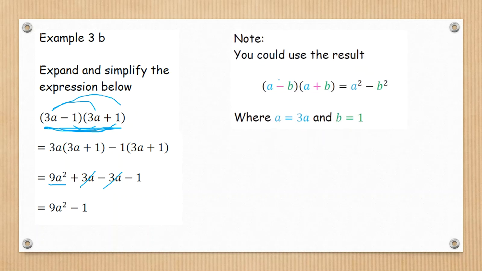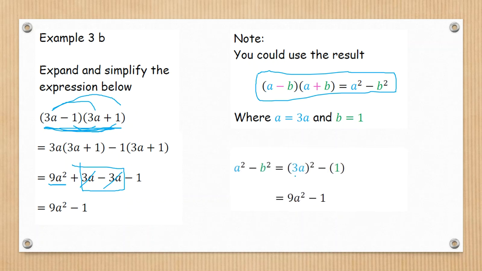So hopefully you recognize that we could use this part. If you see something take away something, and then the same kind of situation but plus, we always get this a squared minus b squared. So what that means is in the middle here, we have that cancelling out. So if a equals 3a and b equals 1, we can just square this part and square this part. Really, there is a 2 here, but 1 squared is just 1.